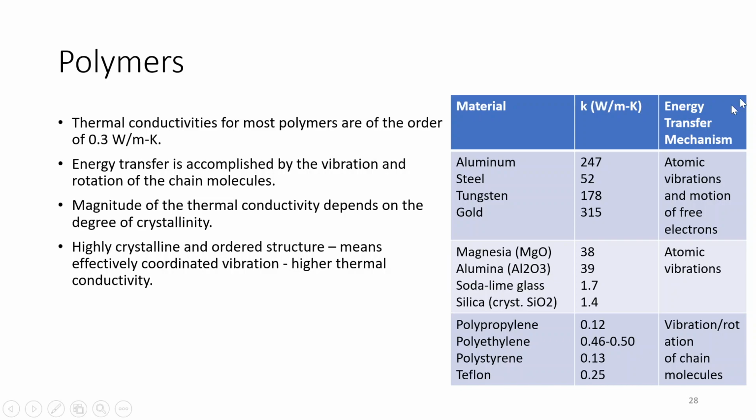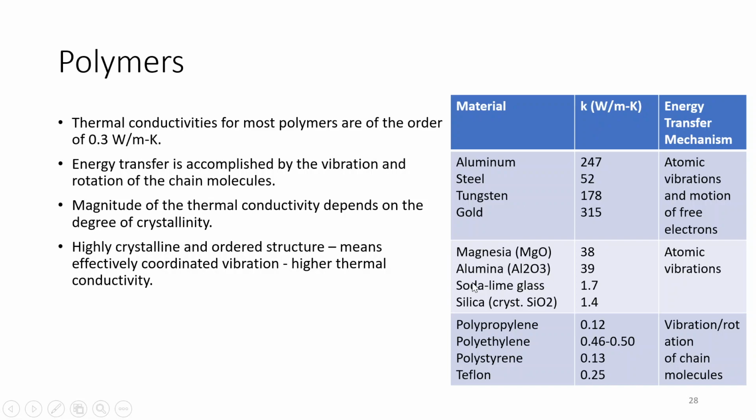Now for various materials, in this case for metals, aluminum, steel, tungsten and gold, these are the thermal conductivities. It is highest for gold among these four, it is 315. In this case atomic vibrations and the motion of free electrons both contribute to the thermal conductivity.